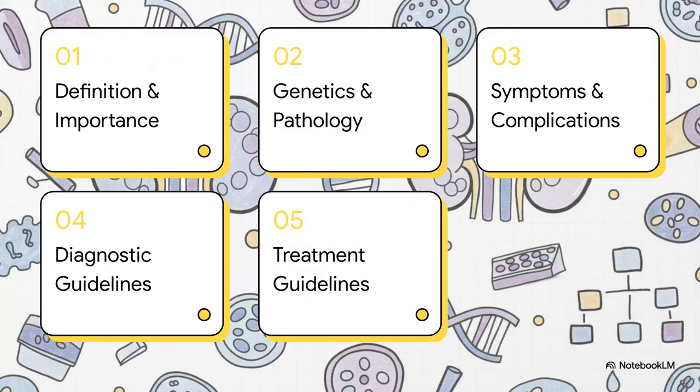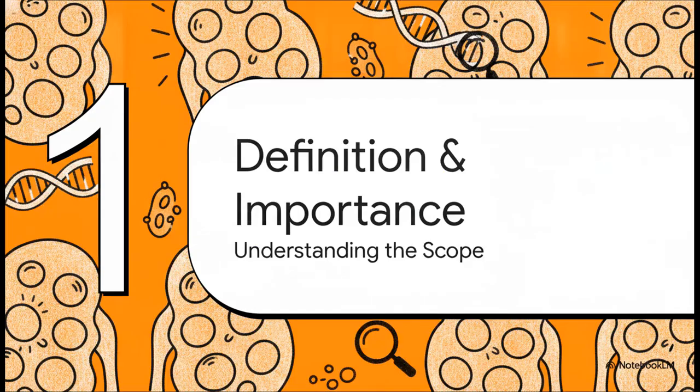Here is our roadmap for today. We'll cover 5 key areas. First, definition and importance. Second, genetics and pathophysiology. Third, symptoms and complications. Fourth, disease diagnostic guidelines. And finally, disease treatment guidelines. Let's jump right into Section 1, definition and importance.